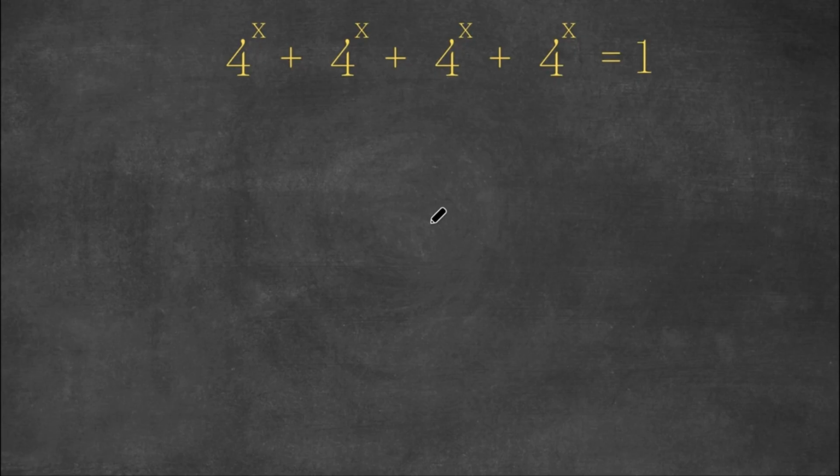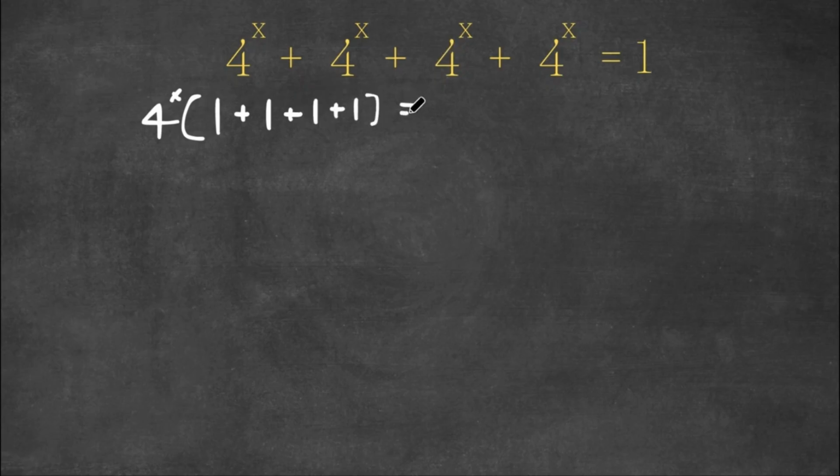Now what I'm first going to do is I'm going to factor out 4 to the power of x from our left-hand side here because all the terms here are 4 to the power of x. So factoring that out would simplify by a lot. So now we have 4 to the power of x times 4 to the power of x divided by 4 to the power of x is 1 plus, same thing here, 4 to the power of x divided by 4 to the power of x is 1 plus, again, 1 and 1. And this is equal to 1.